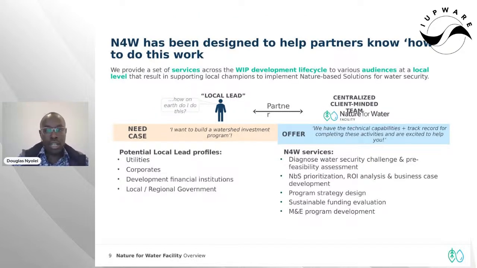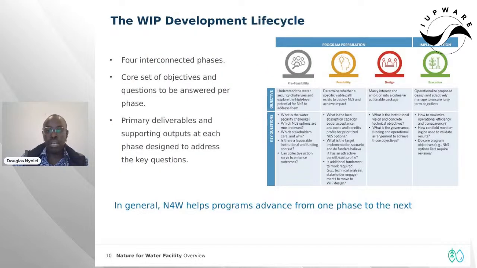So once again, the local lead or the local champion is what you see to the left, and what the Nature for Water facility does, which is a centralized client-minded team, is to do the diagnosis of water security challenges and pre-feasibility assessment. They do the nature-based solutions prioritization, return on investment analysis, and be able to build a business case that enables these champions to attract more investors to come and participate in this watershed investment program. We also do program strategy design, sustainable funding evaluation, monitoring and evaluation, program development. And the way we do this, we do it in cycles.